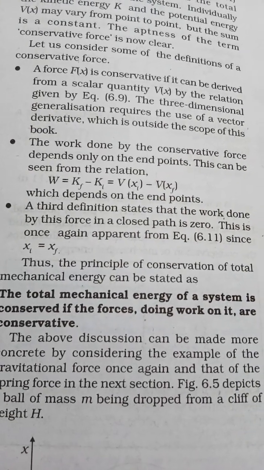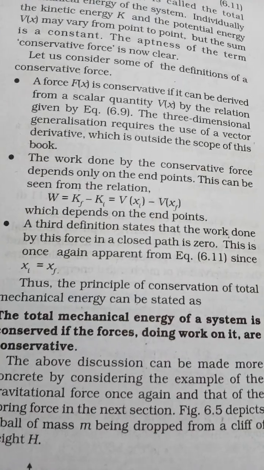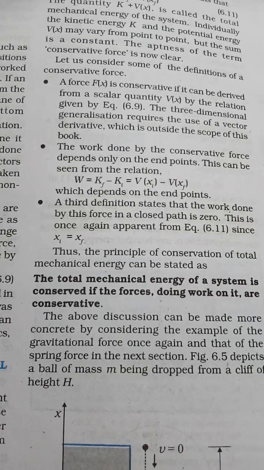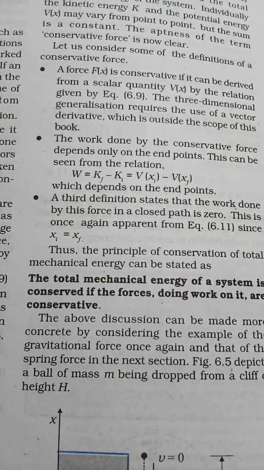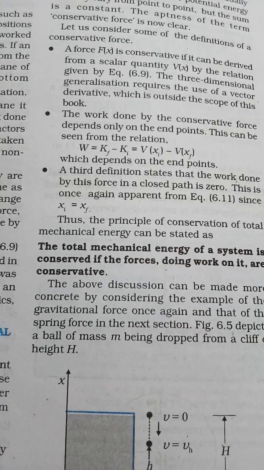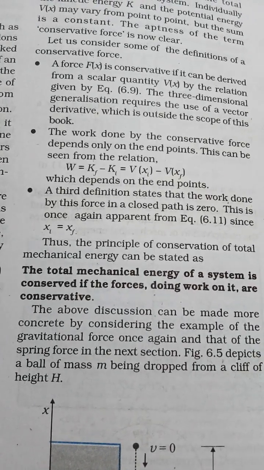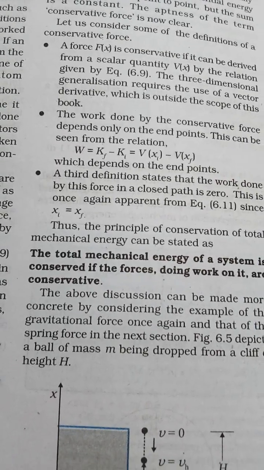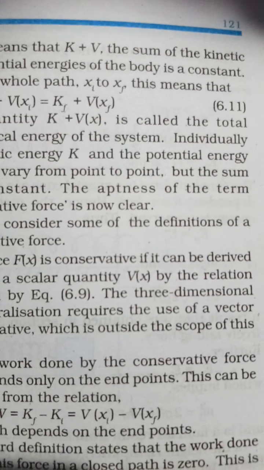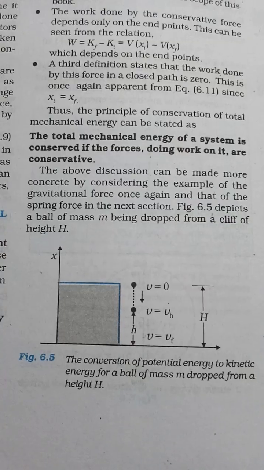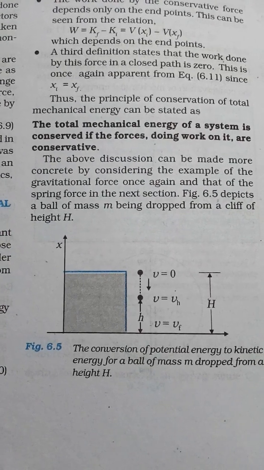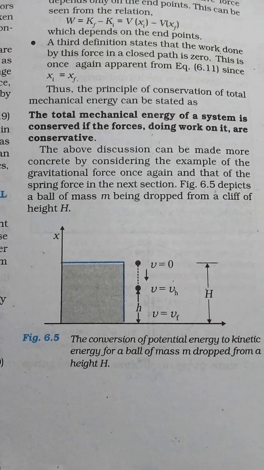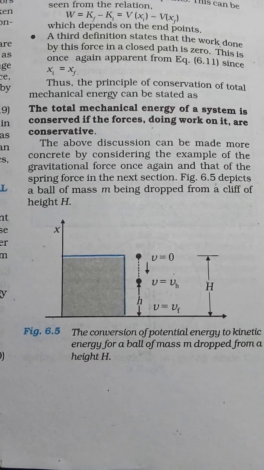You will see the work done by the conservative force depends only on the end points. This can be seen from the relation W is equal to Kf minus Ki is equal to V(xi) minus V(xf), which depends on the end points. A third definition states that the work done by this force in a closed path is 0. This is once again apparent from equation 6.11, since xi is equal to xf. Equation 6.11 is here. Thus, the principle of conservation of total mechanical energy can be stated as: the total mechanical energy of a system is conserved if the forces doing work on it are conservative.